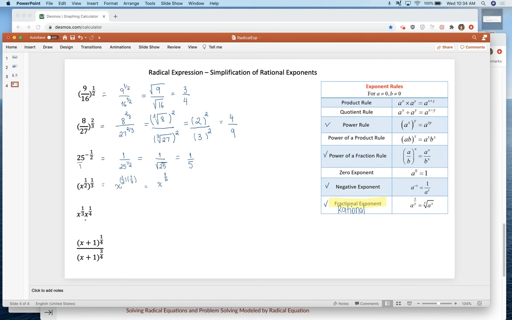The next one I have two exponent expressions, and they are multiplied. If they're next to each other with no symbols in between, it is understood that there is a multiplication here.